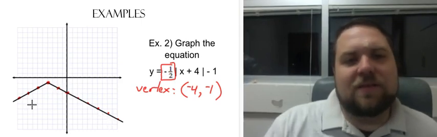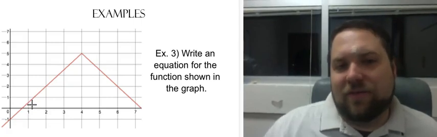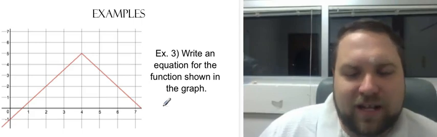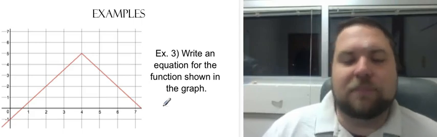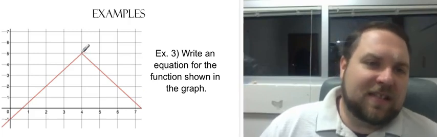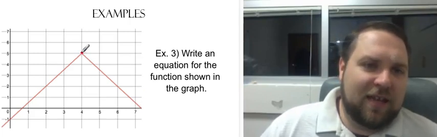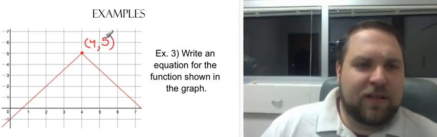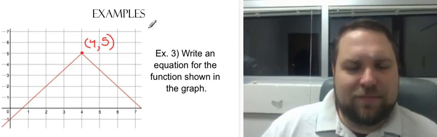So now we can go the other direction. What if I give you a graph and I ask you, hey, what's the equation for that graph? Because that's going to happen. So here's what you do. First thing we need to do is find the vertex. That gives us h and k. So in this case, my vertex is at 4, 5. So now I've got h and k.